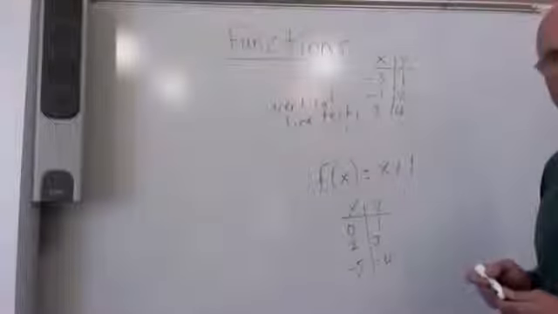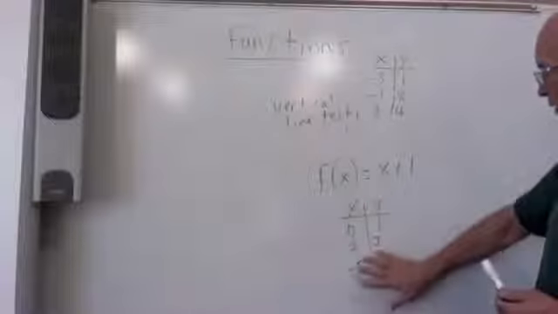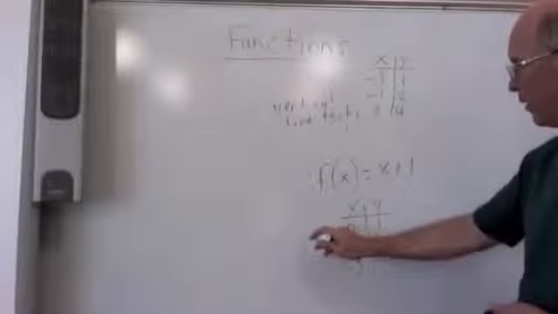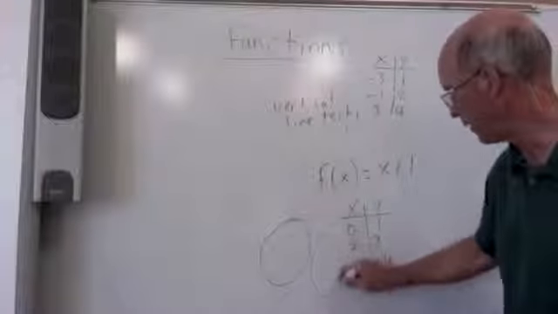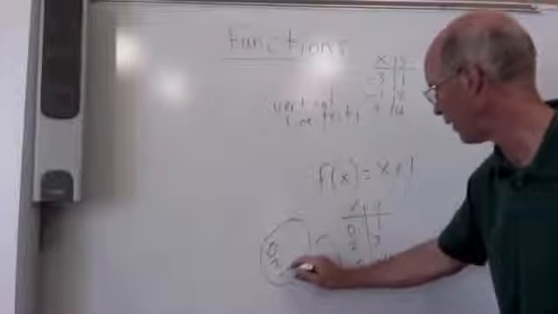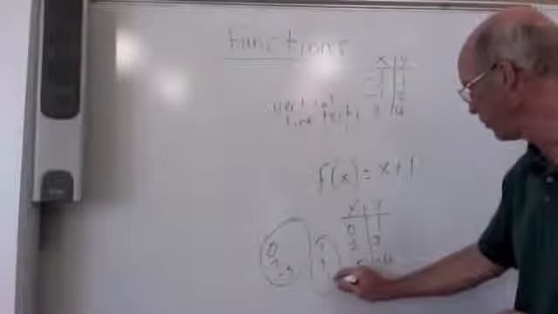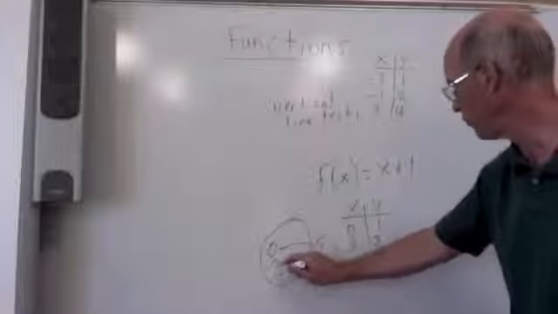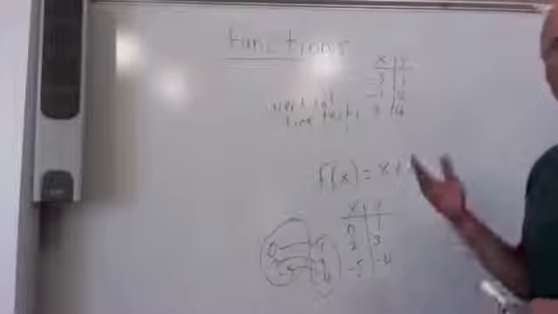Is it a function? Yes. Here's what the function looks like. Here it is in a table. If you map it, it would each go, let's see, it's 0, 2, and -5. And they each have their own specific range. 0 goes with 1, 2 goes with 3, -5 goes with -4. So it's a function.